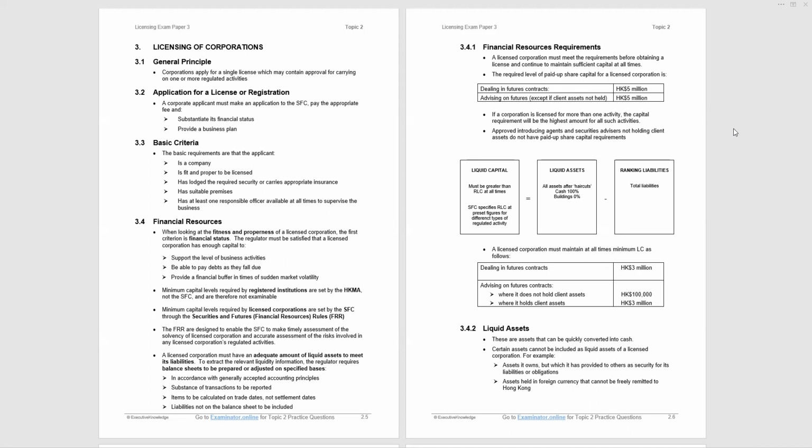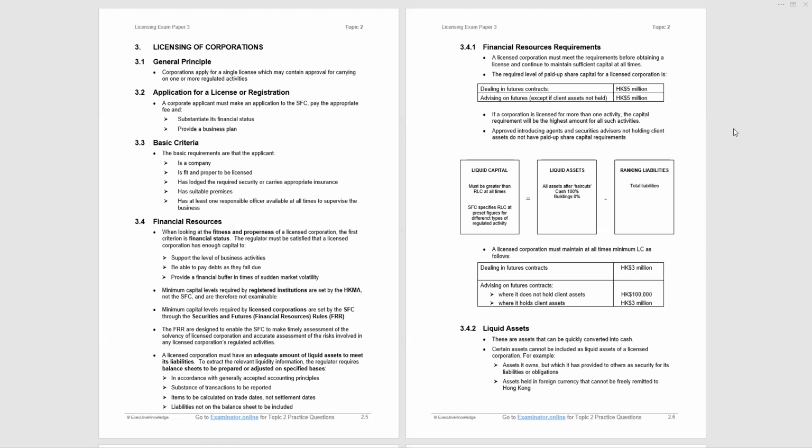If the corporation, first bullet point there, is licensed for more than one activity, the capital requirement is the highest amount. In other words, if you are licensed for dealing in futures and advising on futures, then you don't have to hold 10 million. The highest you need to hold is 5 million. And then second bullet point there, approved introducing agents and securities advisors not holding client assets. Also, they have no paid up share capital requirement.